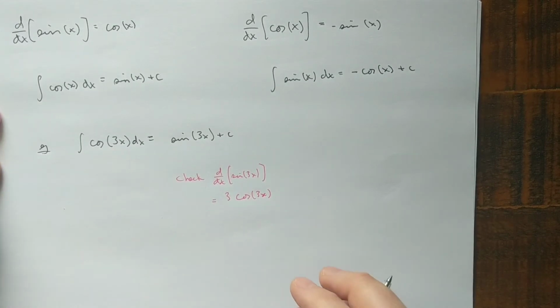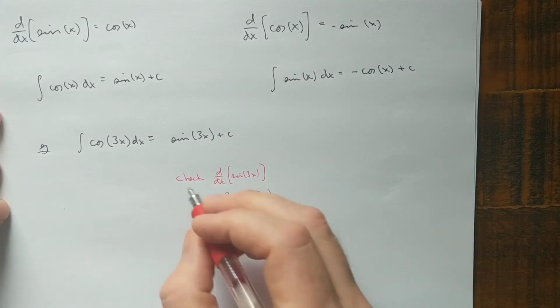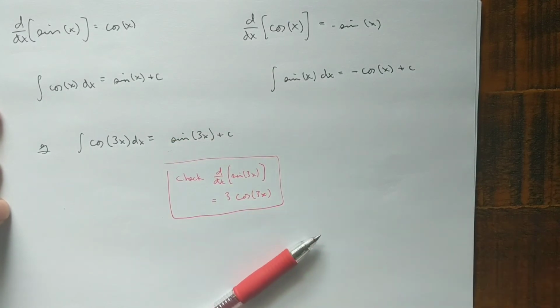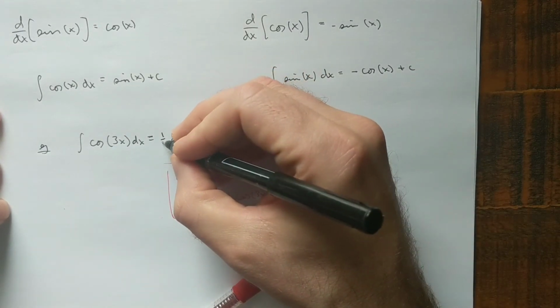And again, we're going to use the same thing we did with the power rule. The trick to fixing this is we really want a multiple out here that will cancel with the 3, so we really want this to be 1/3.